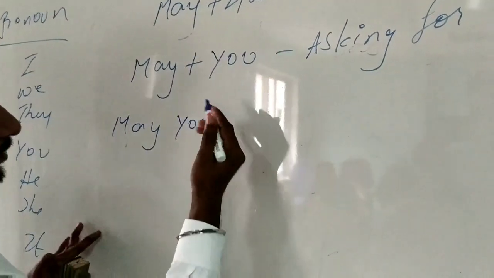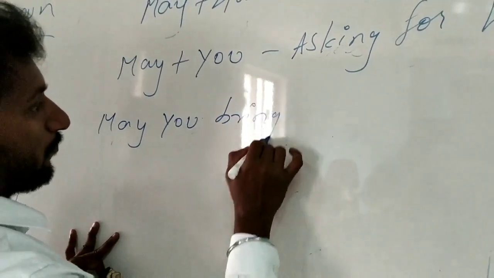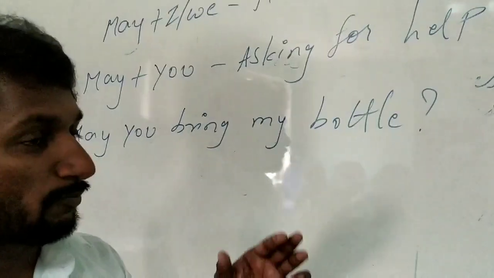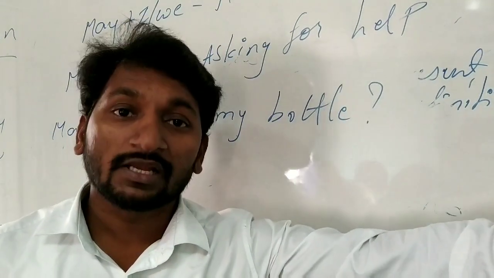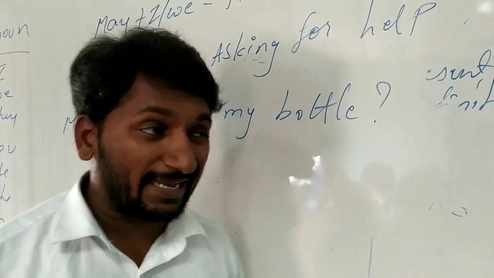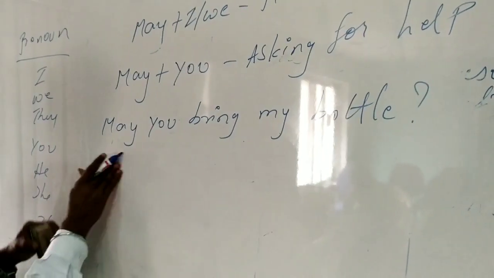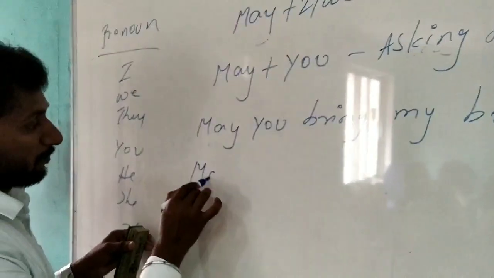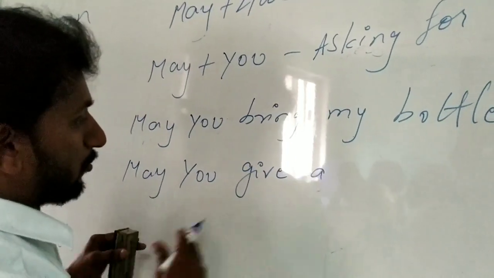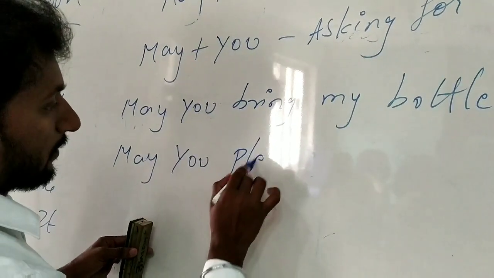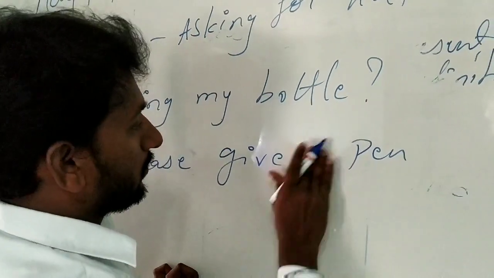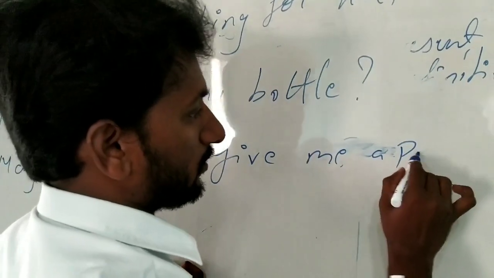May you bring my bottle. So assume that the bottle is somewhere far away from him, and he's asking his friend to bring the bottle. That means he's not asking for the permission, he's asking for the help. Okay, and let me write down one more example that is used, okay, most often by the students. May you give me a pen, or may you please, let me write down please as well. Okay, so may you please give me a pen.